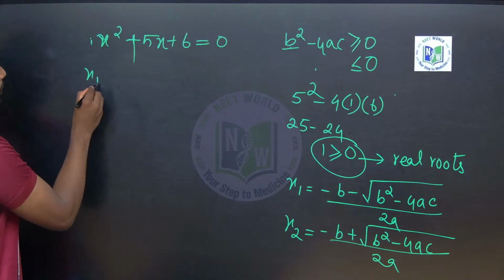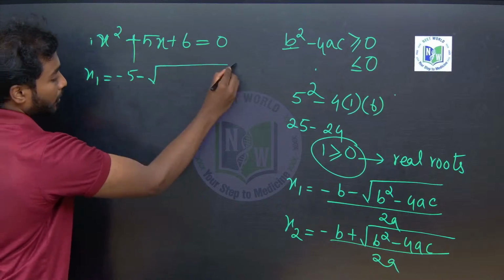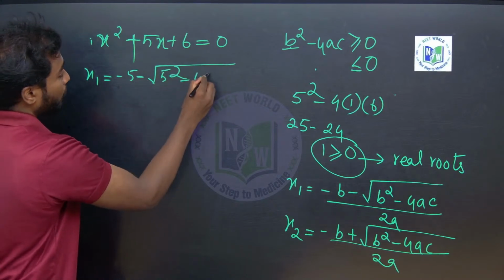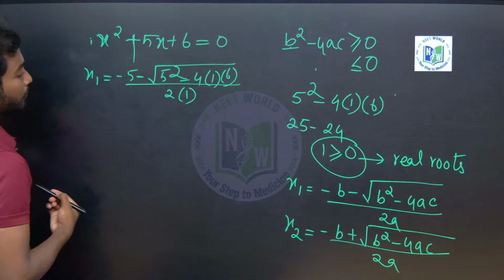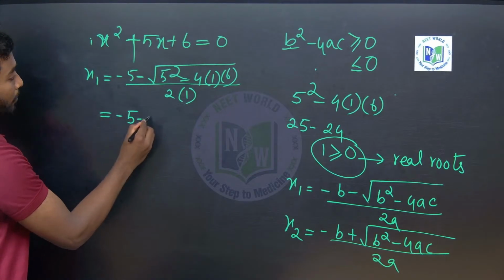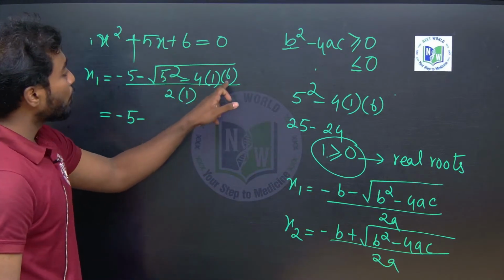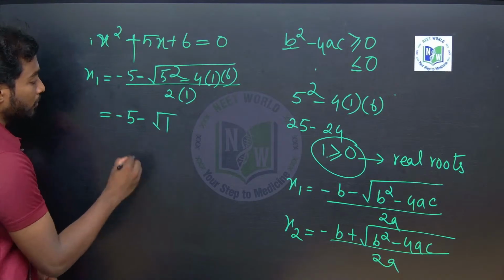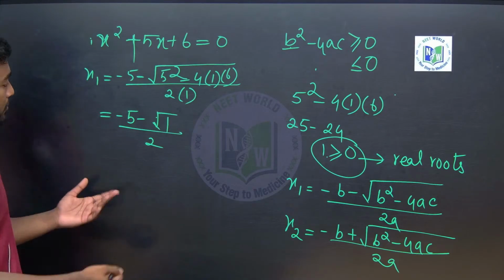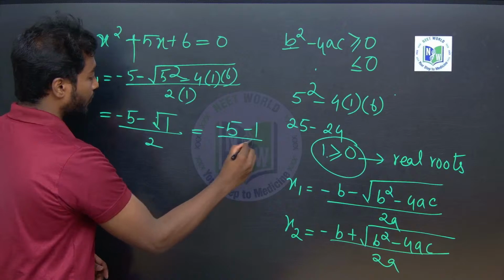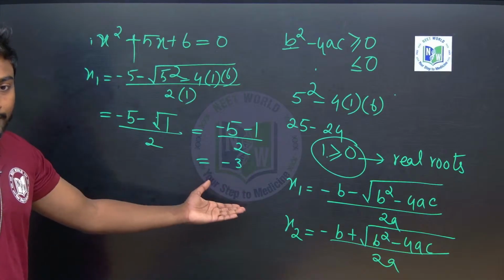So first one, x1 is equal to minus 5 minus root of 5 square minus 4 times 1 into 6, divided by 2 into 1, which is equal to minus 5 minus root of, we got the value of b square minus 4ac as 1. So under root of 1 divided by 2. Root 1 is 1 only. So write it, minus 5 minus 1 divided by 2, which is minus 6 by 2, minus 3.